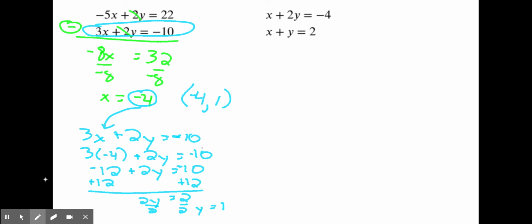All right, one more. x plus 2y equals -4. x plus y equals 2. First, tell me, what variable are we going to eliminate? We're going to eliminate x, and what operation are we going to use to eliminate it? We're going to subtract, right? So I want you to subtract these two equations, and I want you to solve for y.